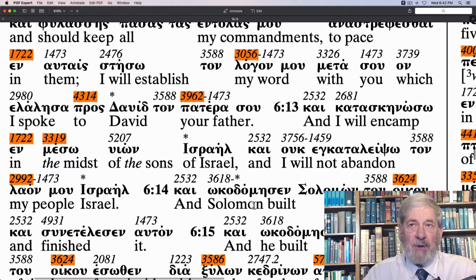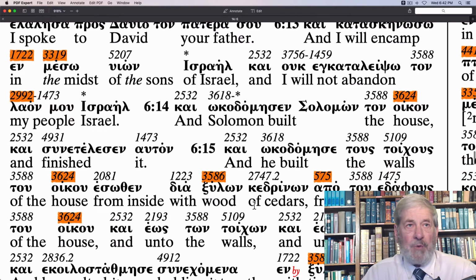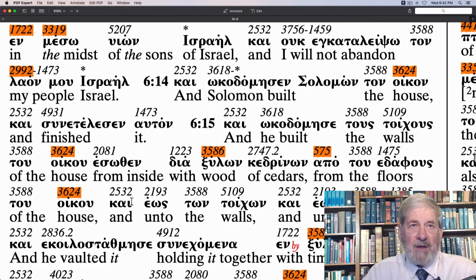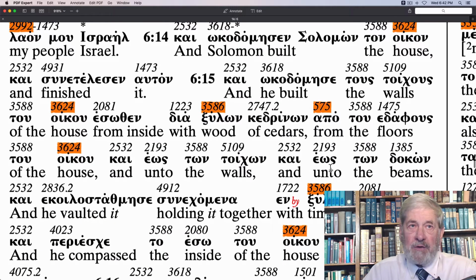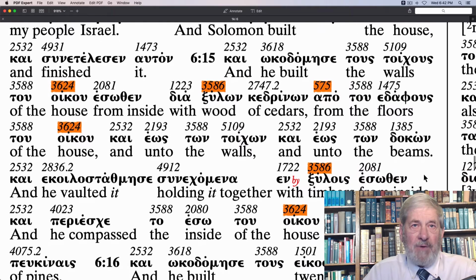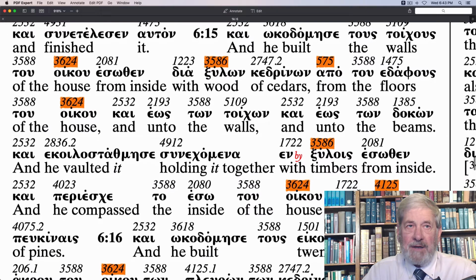And Solomon built the house and finished it. And he built the walls of the house from inside with wood of cedar. So now whether the stones are on the outside and the inside is wood, it's a possibility. From the floors of the house and unto the walls and unto the beams, and I imagine that would be the roof. And he vaulted it, holding it together by timbers from inside.